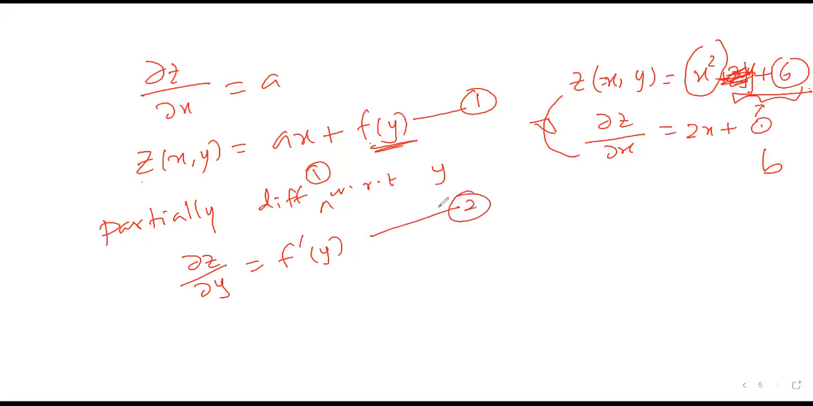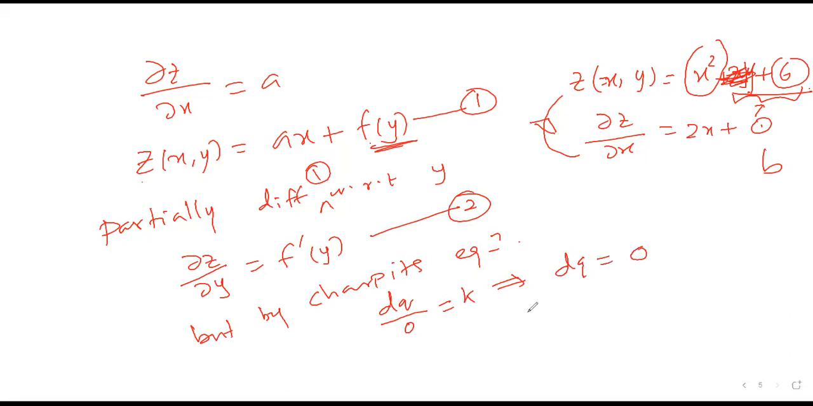Okay, let's keep this one. But by Charpit's equation, let's continue with the other one. Okay, dq over 0 is equal to k, isn't it? So this will be dq is equal to 0 again. If you integrate again, what you'll get is q is equal to, we have 0 only, no? In this case, we have only b, where b is an arbitrary constant.